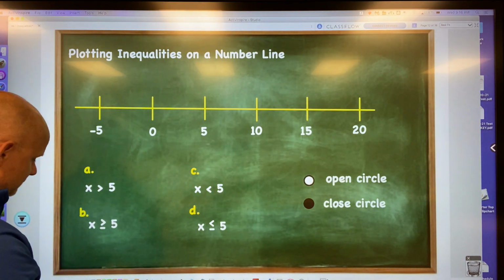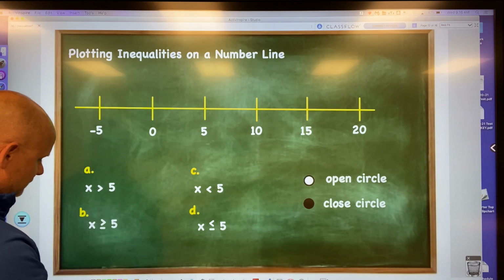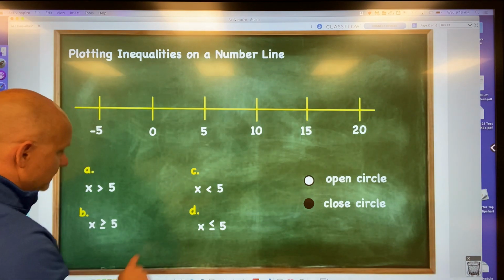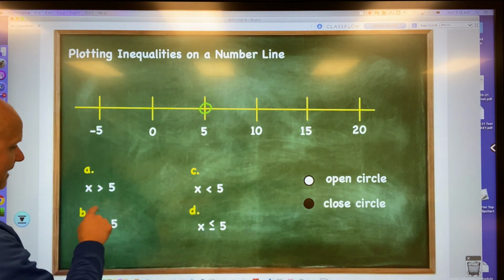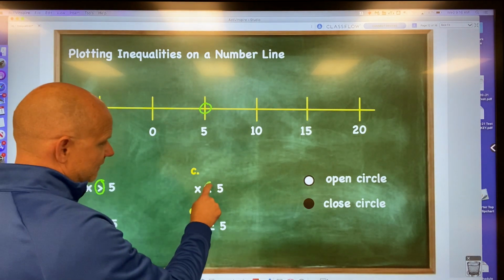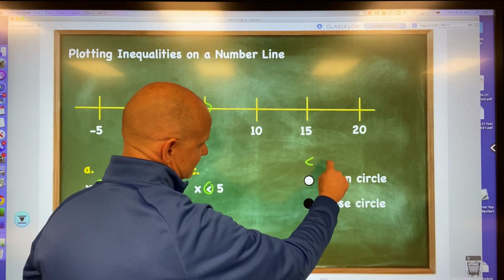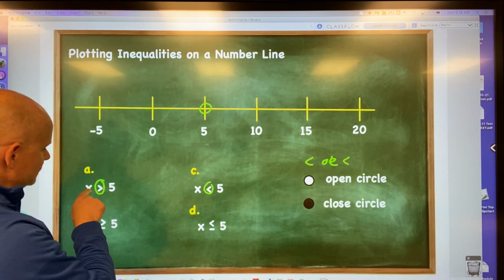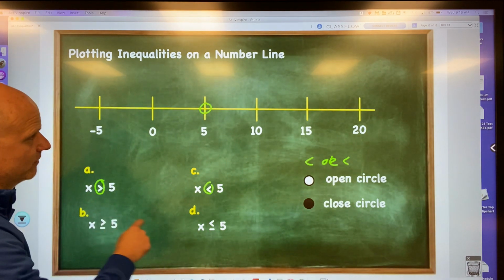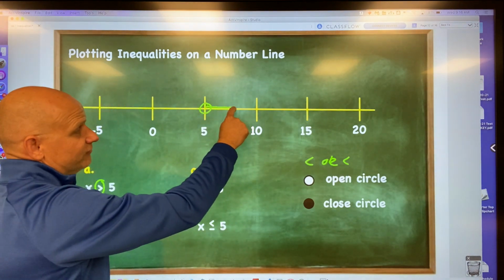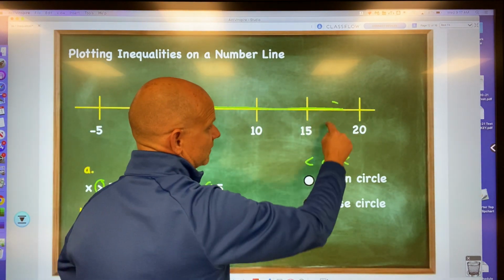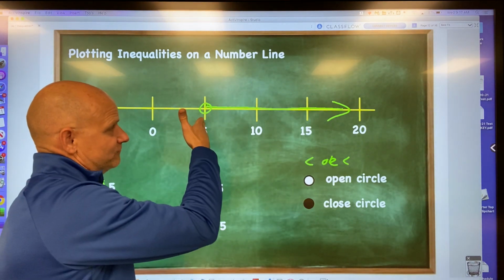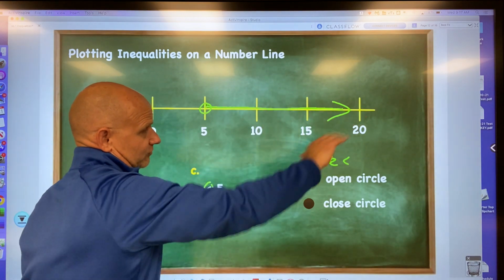If I was plotting it, let's use this lime color, I would have an open circle, because that applies for greater than or less than. Greater than or less than is open. And since I'm doing x is greater than 5, I would just draw a line that starts at 5, but with an open circle, with an arrow that way. That means the answer could be anywhere after 5 and further down the number line.